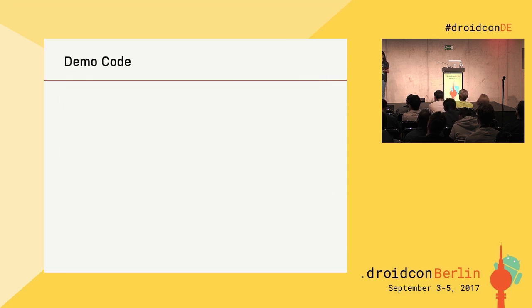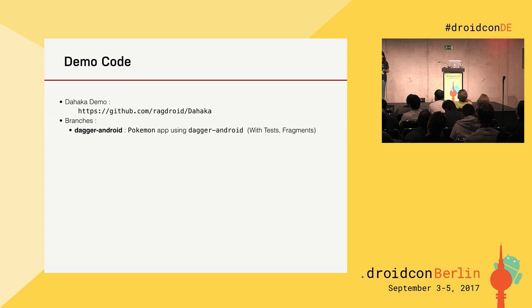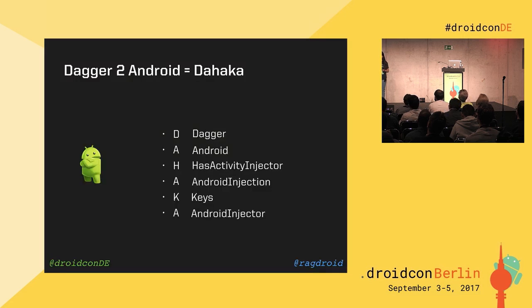If you want to go into the implementation, you can find the Dagger code on my GitHub. That is rackdroid Dahaka. And it has got various branches which explain Dagger, Dagger Android, dependent component, subcomponent, etc. So finally, Dagger 2 on Android is Dahaka. So what we need to do is befriend the Dahaka in order to understand things. It will not only make us understand, it will also make us optimize our code better, and also make us able to test the code better.